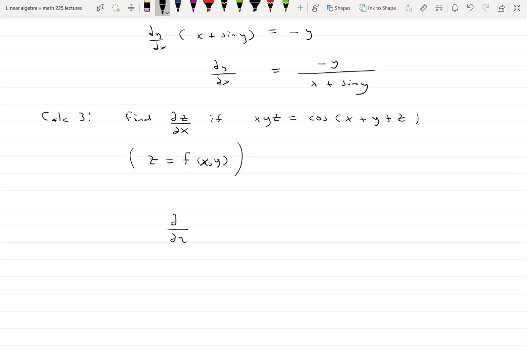So the idea with implicit differentiation is exactly the same. I'm going to find the derivative with respect to x. I could also do with respect to y. I'm just doing one. Partial derivative with respect to x of xyz equals the partial derivative with respect to x of cosine of x plus y plus z. And then go forward. Now, here's the tricky part.